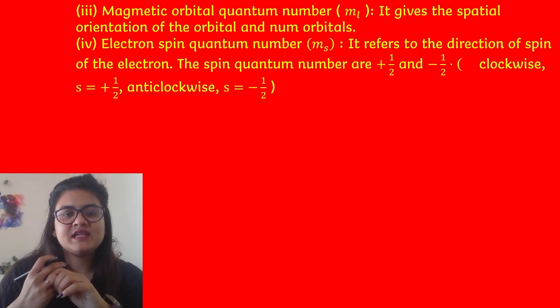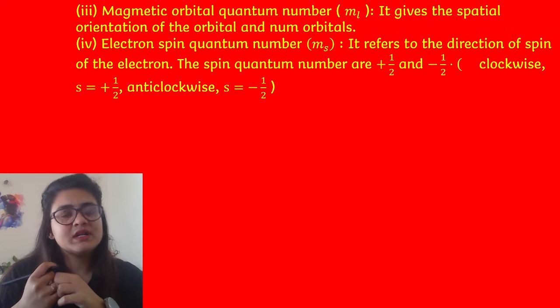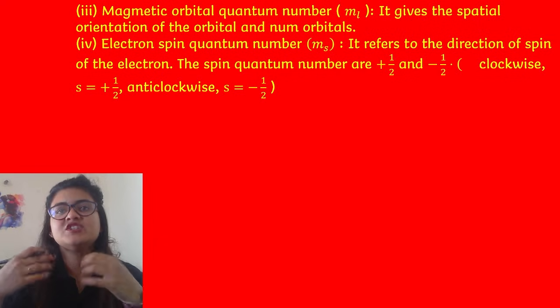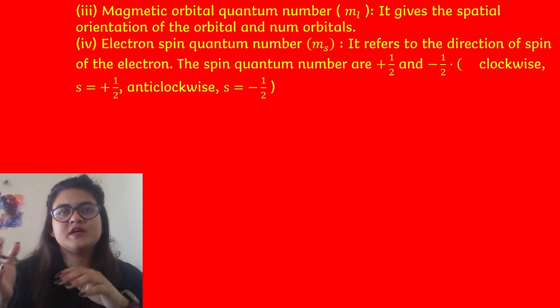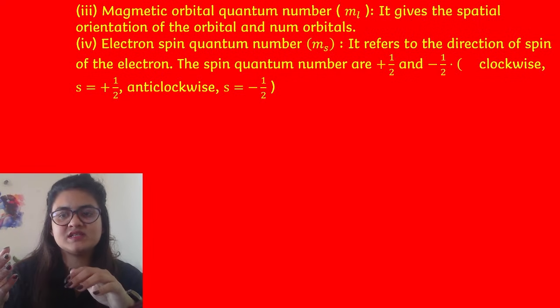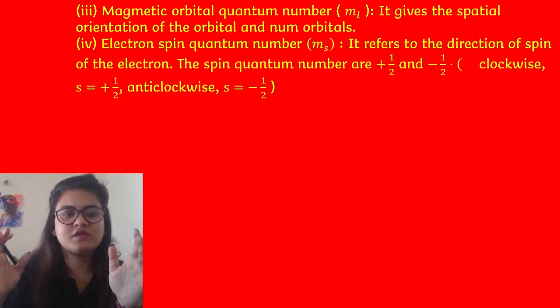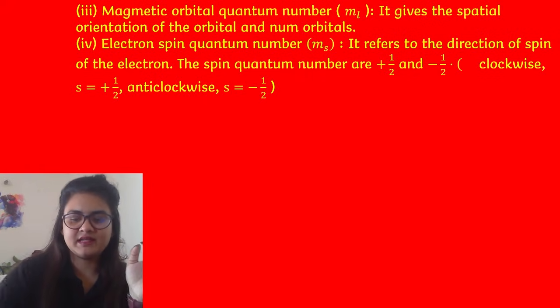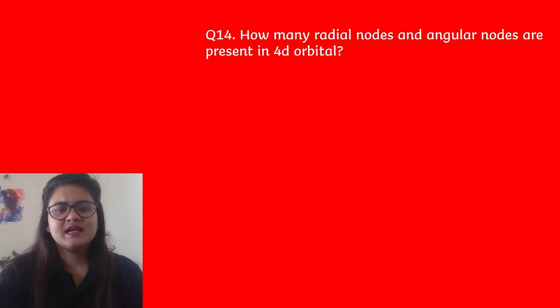Okay, and next if you proceed with the spin quantum number, it will give the direction of spin, if it is clockwise or anti-clockwise. It can have two values, plus half and minus half. If it is plus half, clockwise, minus half, anti-clockwise, like that. I guess it's clear. Let's proceed.